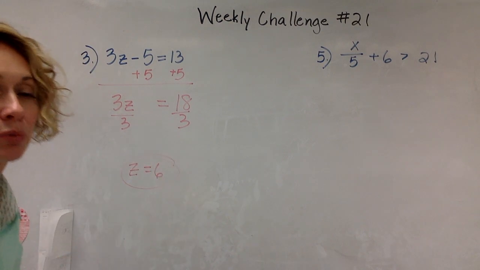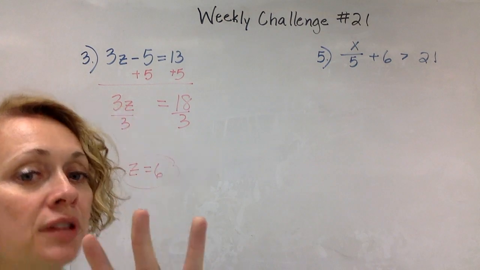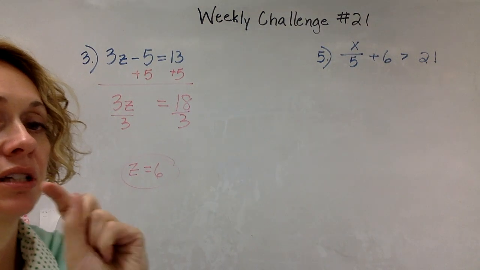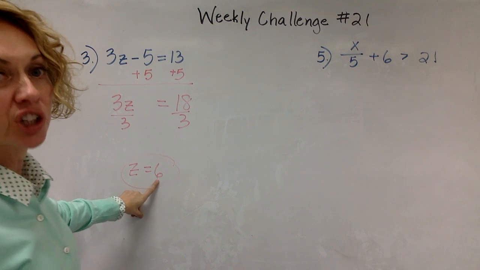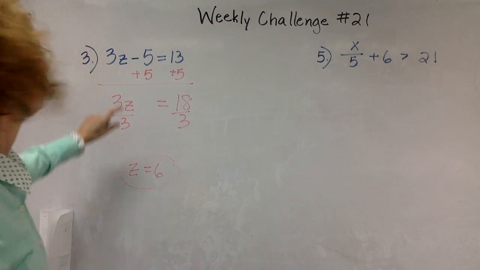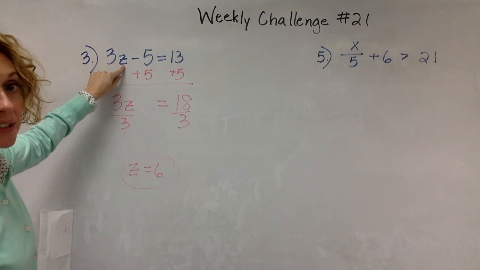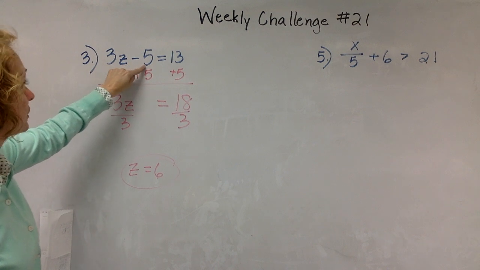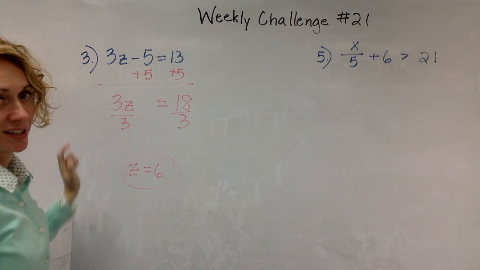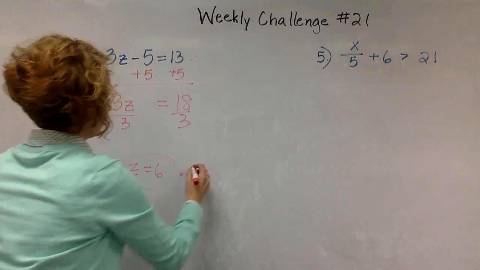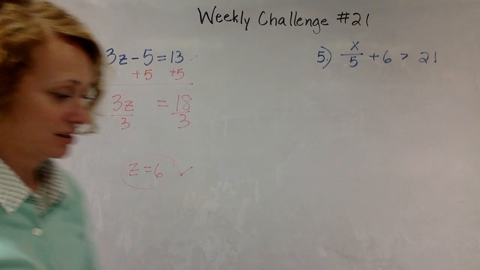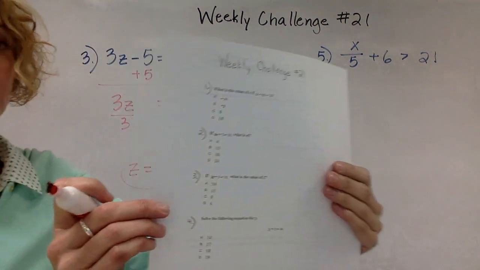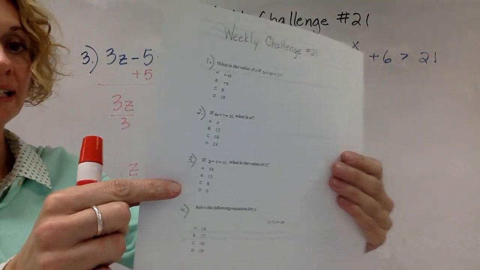Remember, with equations, we said there are 3 things that we need to remember. They're easy, they're fun, and you can always check your solution. So let's take 6 and check it in our original statement. 3 times 6 is 18, and 18 minus 5 does give me 13. So I know that this solution for z, being 6, is correct. So on your weekly challenge, number 3 would be D.